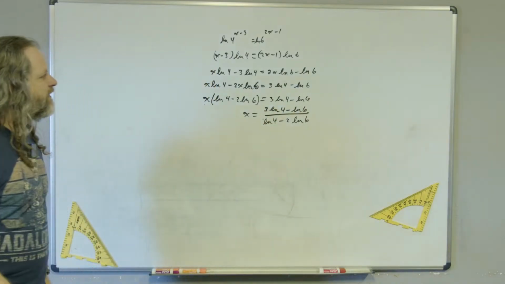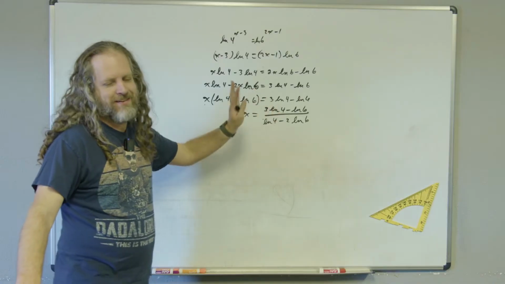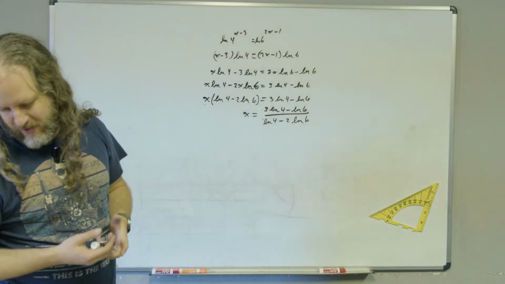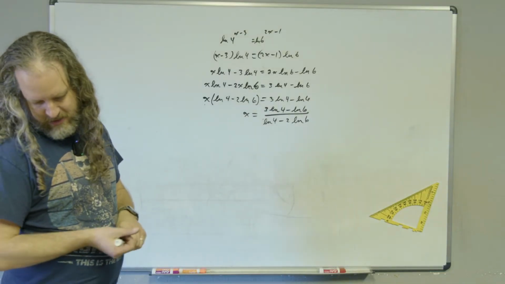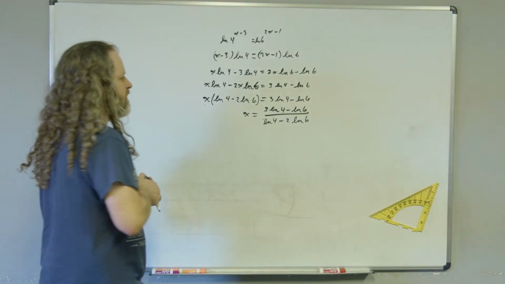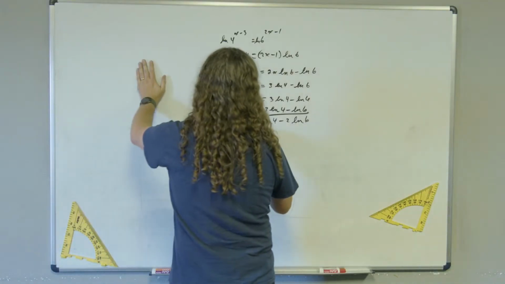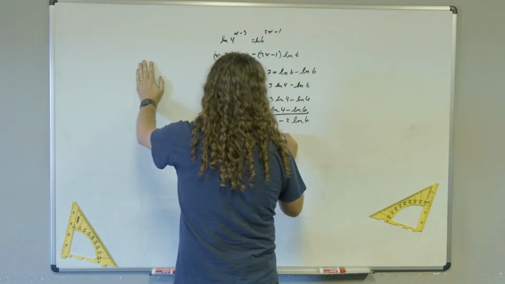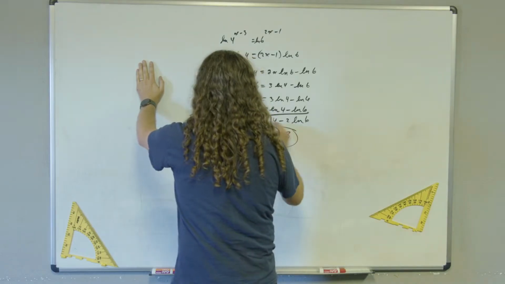I think most of your calculators, if you don't put any parentheses, will figure that out. But use all the parentheses that are necessary, and you get x is approximately equal to negative 1.08. Bam.